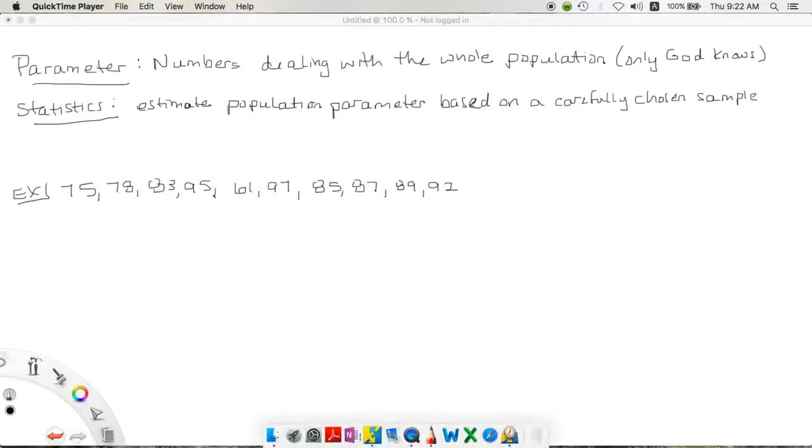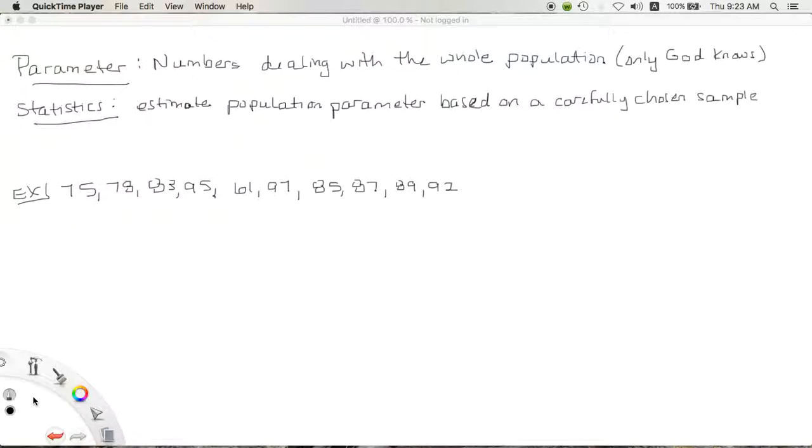All right, now we're going to start dealing with, instead of just expressing the data in graphical ways, we're going to look at some different definitions and ways to work with the numbers. The first thing you need to realize is there's something called a parameter, and a parameter is the numbers dealing with the whole population. Only God knows those kind of answers, especially when you're dealing with huge populations.